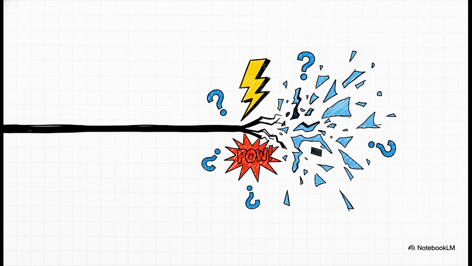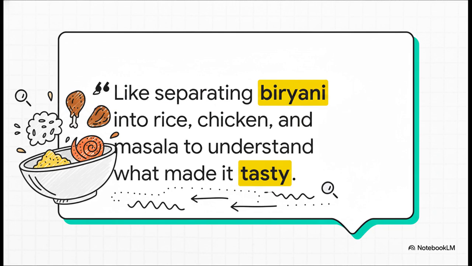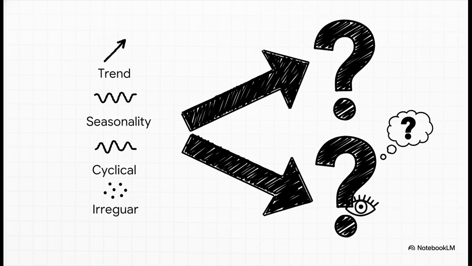And last, we've got the irregular component. This is basically just the random, unpredictable stuff. Think of something like the sudden market impact from a pandemic. Totally unpredictable, right? It's kind of like taking apart a biryani to understand the rice, the chicken, and the spices separately.